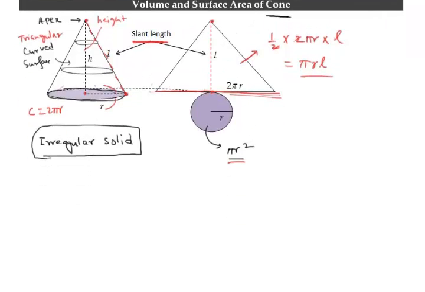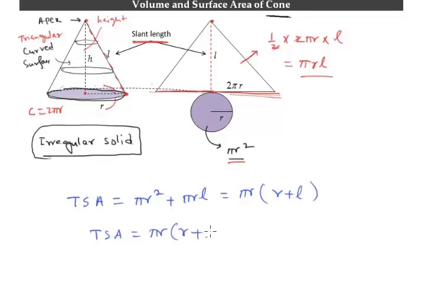So the total surface area for a cone will be pi r square plus pi r L. If we take pi and r common, we get pi r times r plus L. So the total surface area formula we will remember is pi r (r plus L), where r is the radius and L is the slant length.